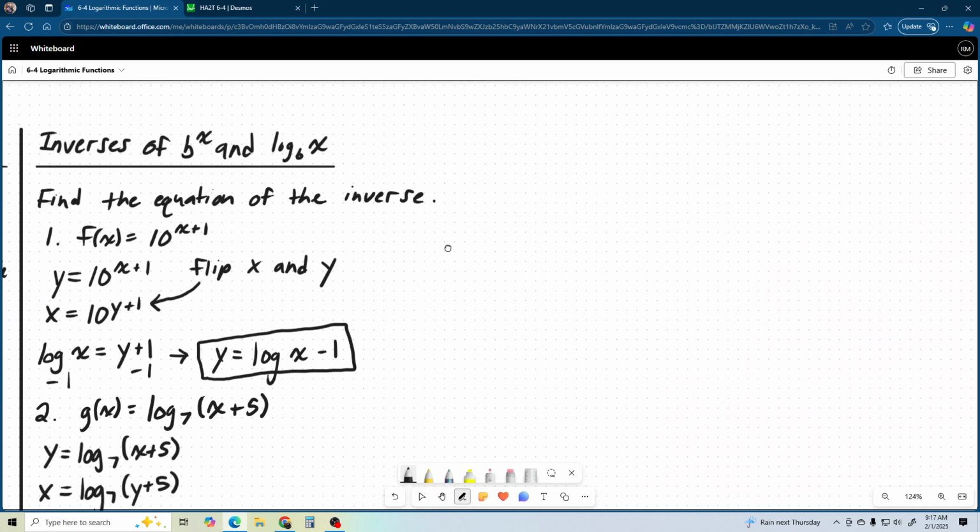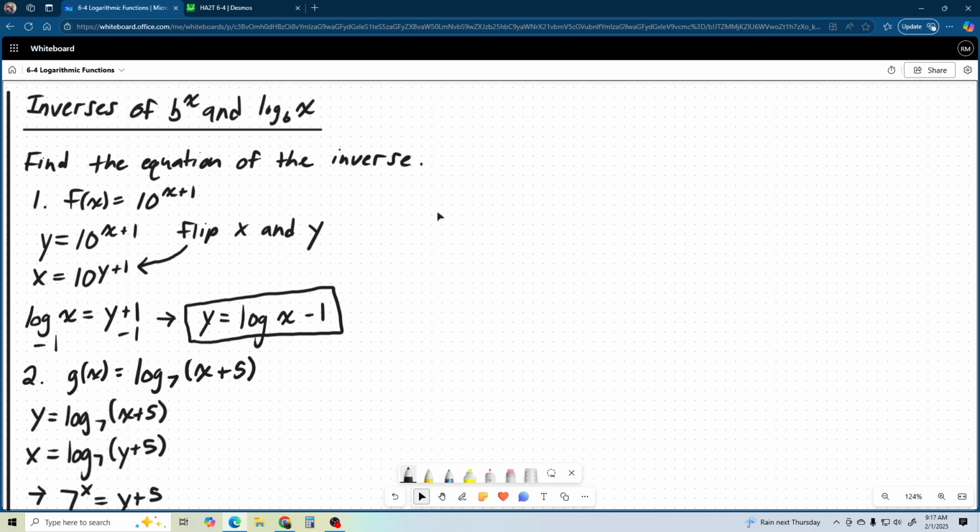All right, now let's talk about inverses. Now we already talked about and proved for the most part that b to the x and log base b of x, those are inverse functions. Right? b to the x and log base b of x, those are inverses. So let's go ahead and take a look at how we can find the equation of it, right? And now we're going to use logs that we learned in our last lesson. So find the equation of the inverse of f of x equals 10 to the x plus 1.